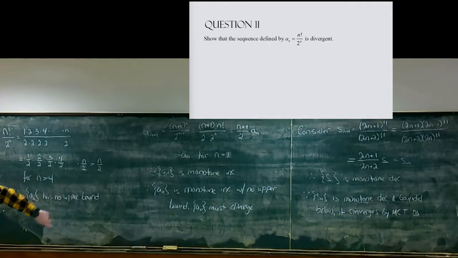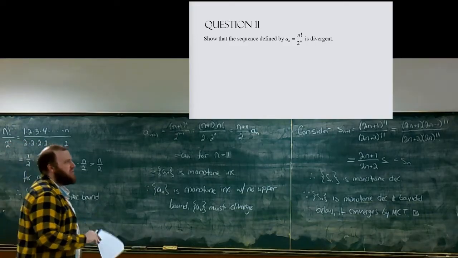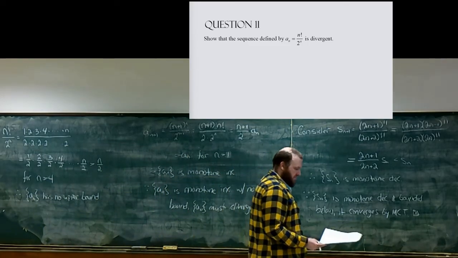Since we've now just shown that it's monotone increasing with no upper bound, the sequence has to diverge. Right? Each term of the sequence is getting larger and larger with no bound on how large that can be. So it can't converge.